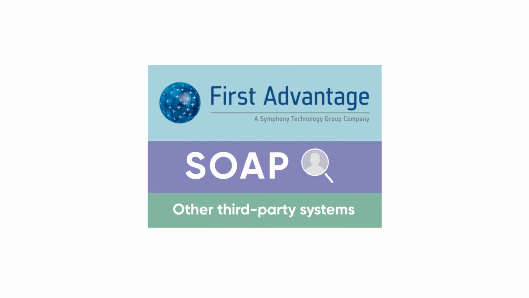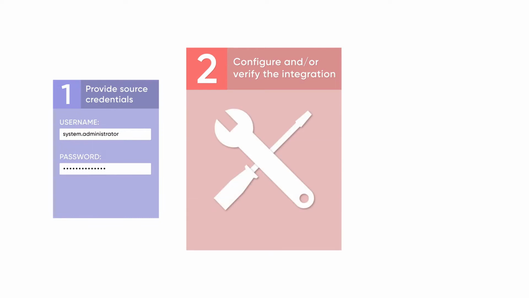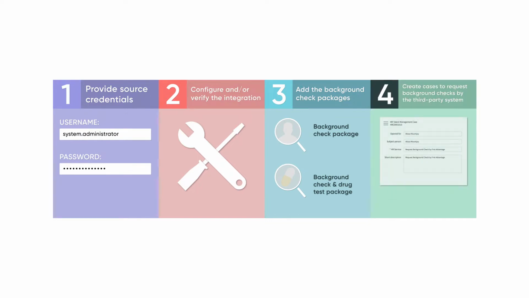Here's what the process looks like. First, you provide the source credentials so that HR service delivery can access the external system. Second, you need to configure and/or verify the integration. Third, you add the background check packages. And finally, you can create cases to request background checks by the third-party system.